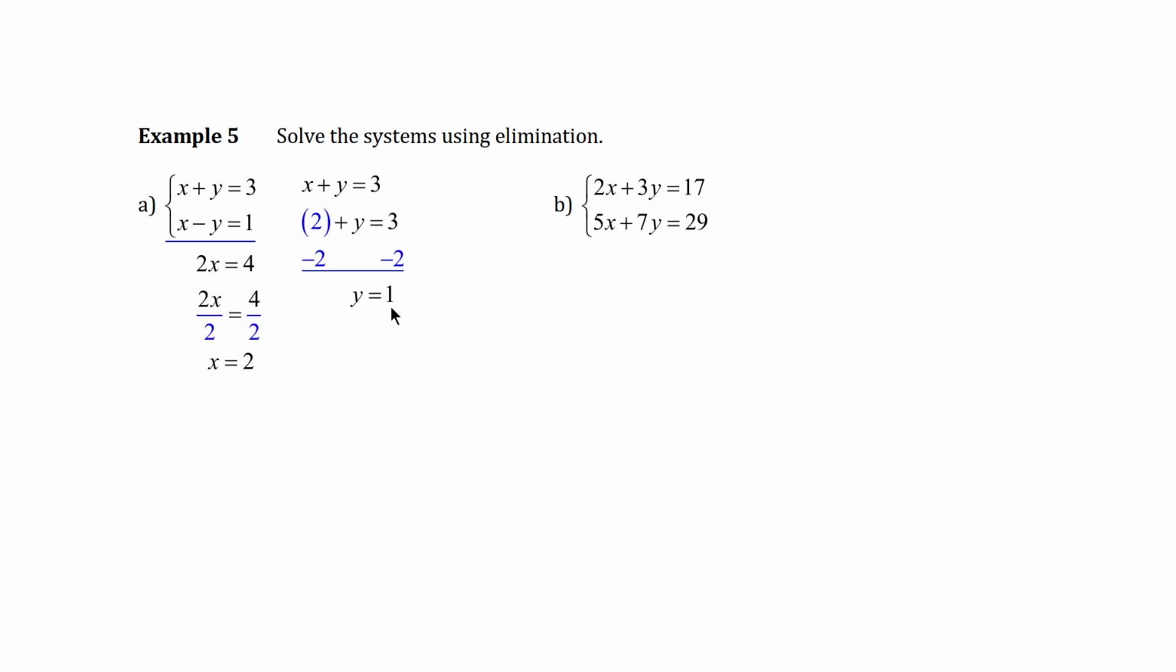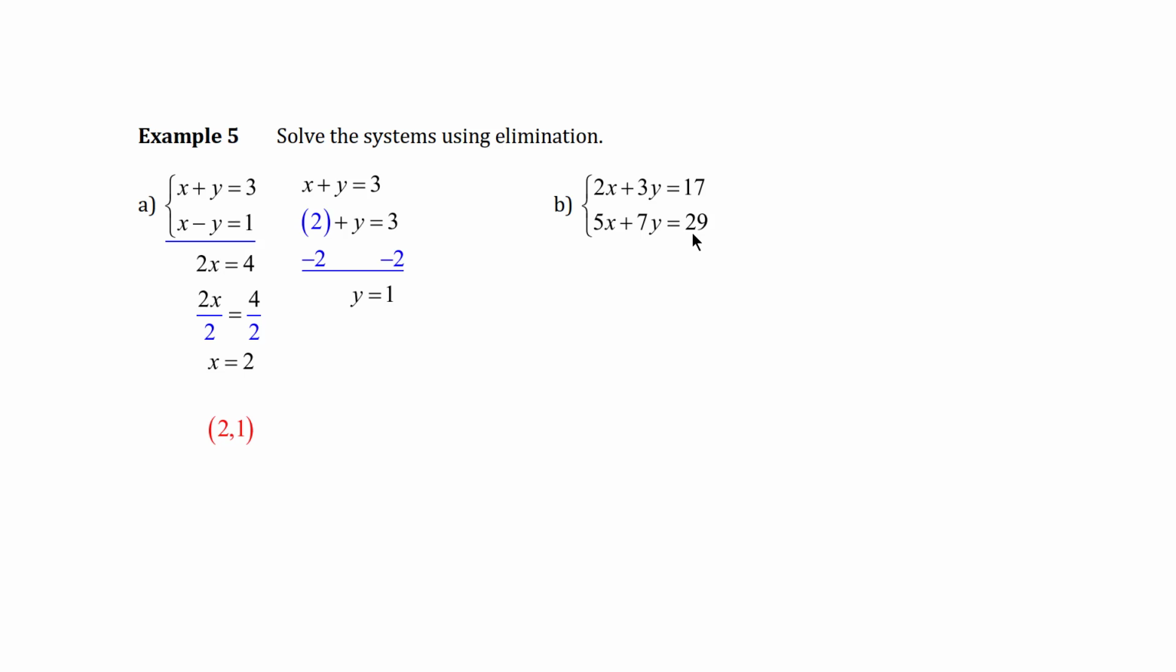Our last step is writing our final answer as an ordered pair, so I have parentheses, 2, 1, close parentheses. If you ever want to verify that your solution is correct, you can always check them by plugging them back into the original equations. Moving on to part B, we have the system 2x plus 3y equals 17 and 5x plus 7y equals 29. You can see that both equations are already in standard form.